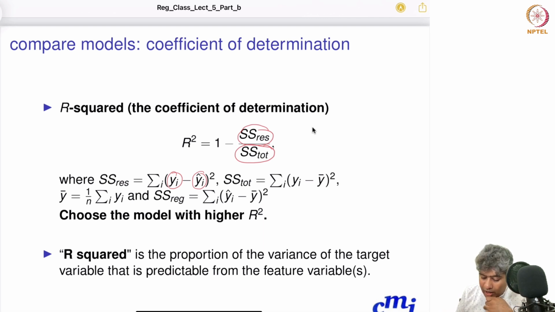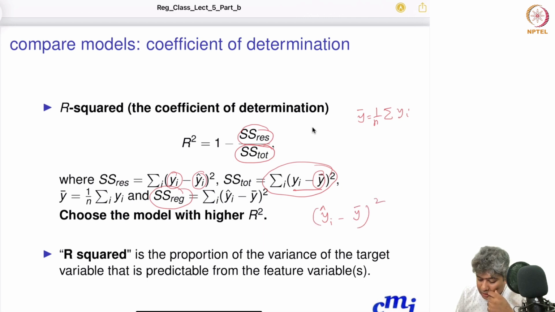And then you have y bar. Y bar is just the average over all the yi's in your data. If you subtract that from all the y's, square it and take the sum, that is the total sum of squares. And what is the sum of squares of regression? Basically, the predicted value minus y bar, whole squared, and then you take the sum over that. That will give you the regression sum of squares.